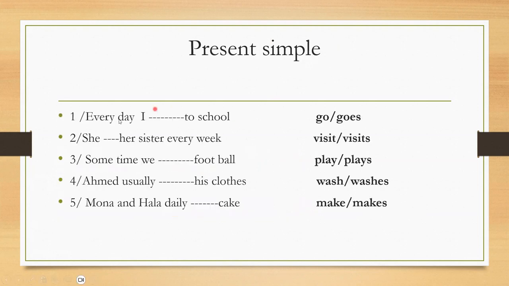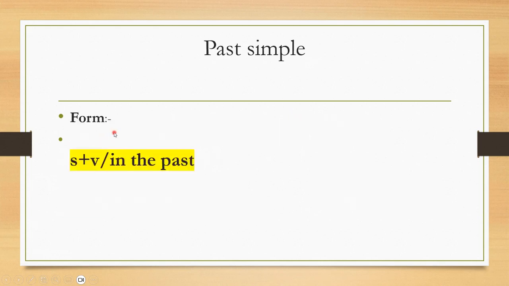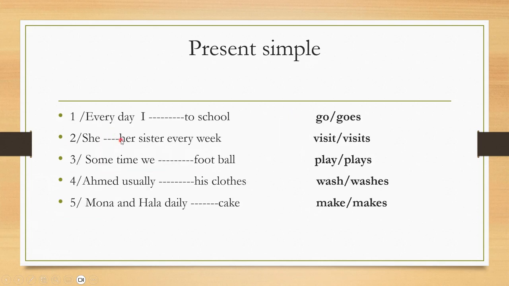Let us practice. Number one, every day I dash to school, go or goes. I have I here. What shall I use? Yes, good job. I will use go because this is subject plus verb. Subject plus verb. This is the first rule. Number two, she dash her sister every week. Visit or visits. She, that means this is subject plus verb plus S or ES. Yes, I will use visits. She visits her sister every week.